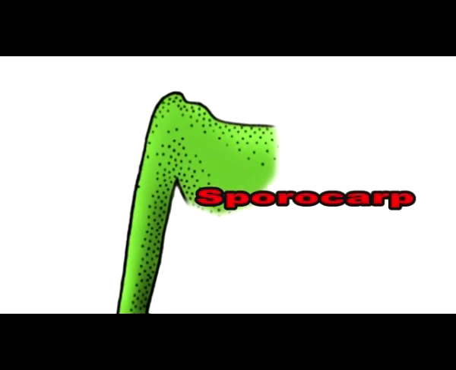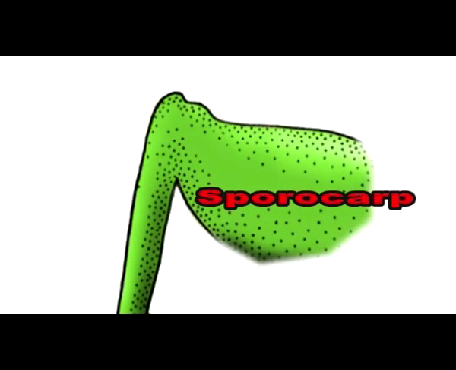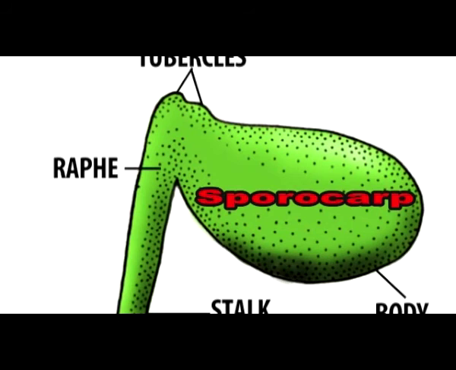Structure of sporocarp. The sporocarp is differentiated into a stalk and a body. The stalk is fused laterally to the back of the body of the sporocarp, generally forming a distinct structure or ridge called a raphe.